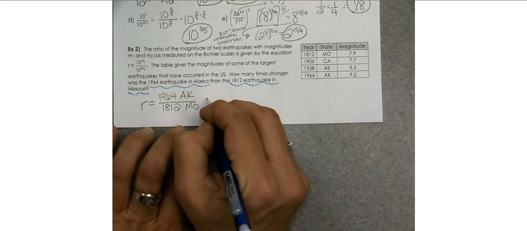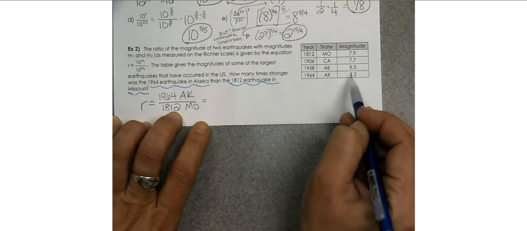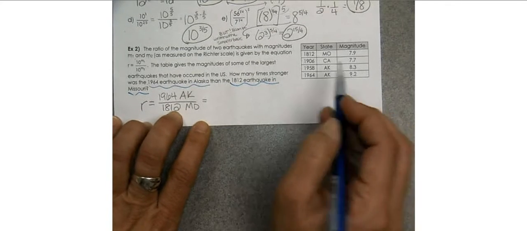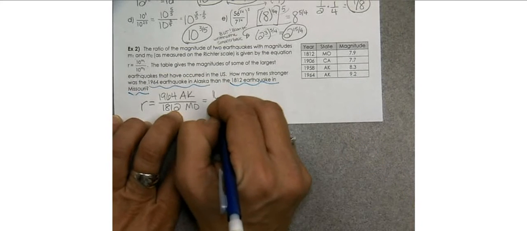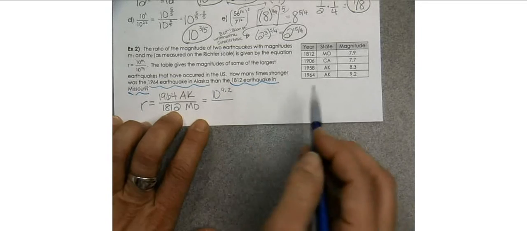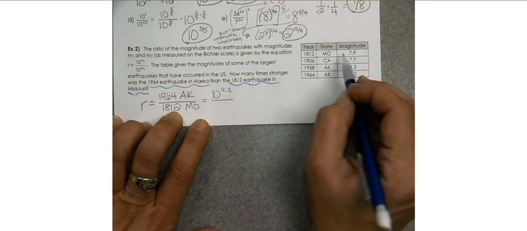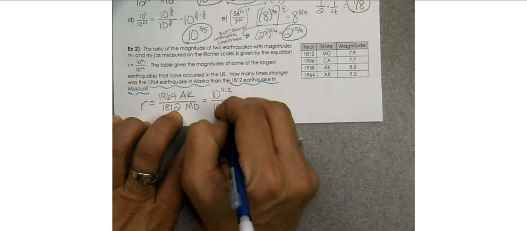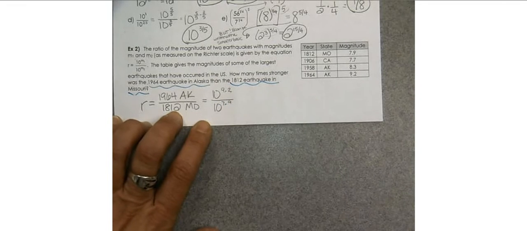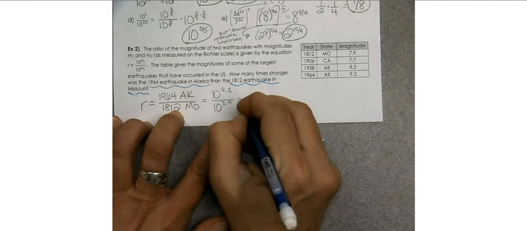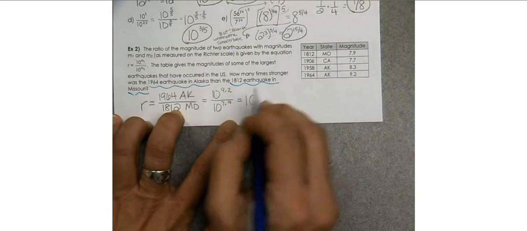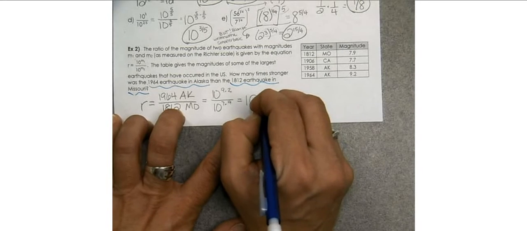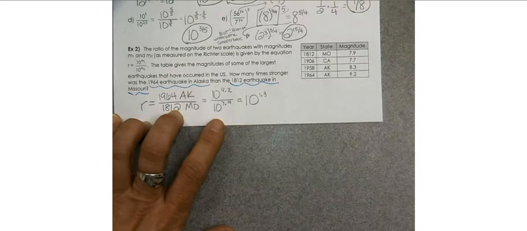So if we look at the 1964 Alaska value, it was 9.2. And notice that's going to be the exponent that we use. So we'll take 10 to the 9.2 over, and now 1812 Missouri was 7.9. 10 to the 7.9. We can see that these have the same base, so we can keep the base and subtract the exponents, and we get 10 to the 1.3.